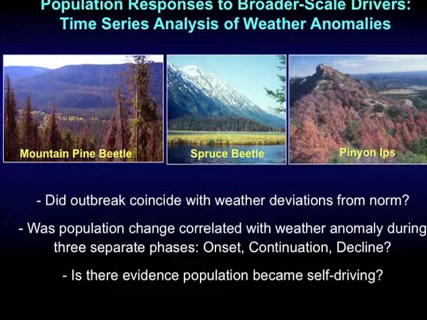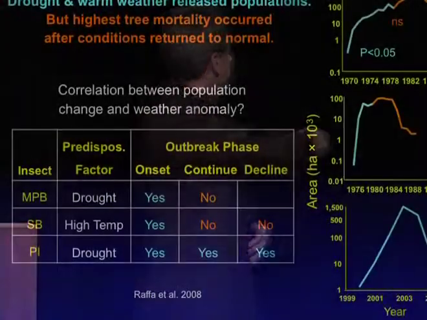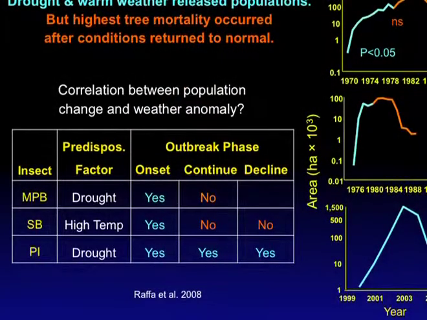But then beyond that, we asked, was the population change correlated with a weather anomaly during three separate phases: the onset of the outbreak, the continuation and the decline, and third, is there evidence that the population became self-driving? And these are the results, and I'll just walk you through them. This shows the three insects here: mountain pine beetle, spruce beetle, and pinyon ips.